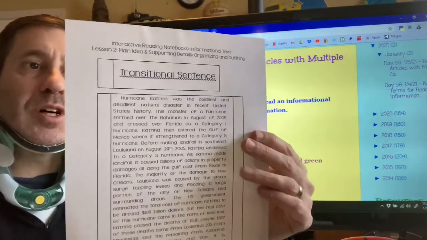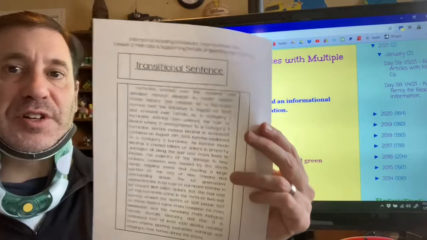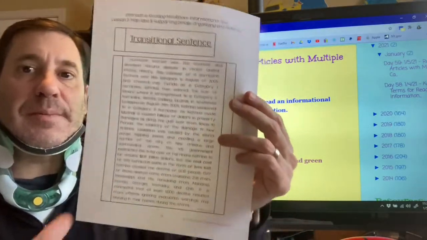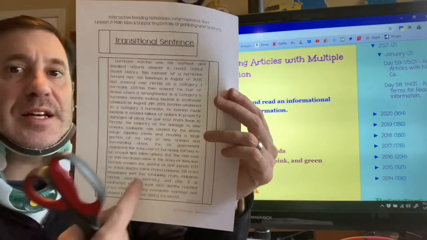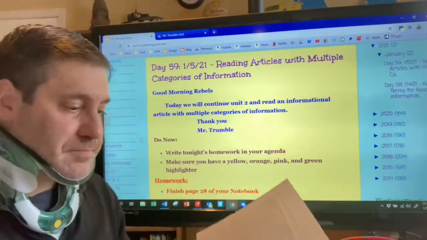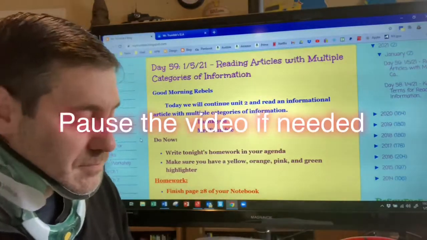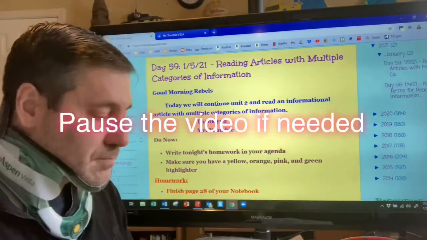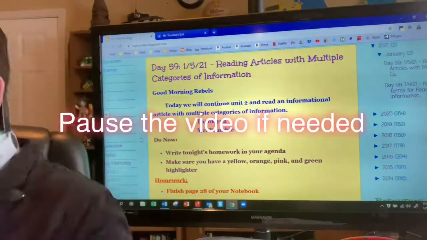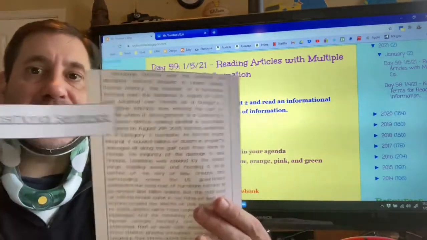The next thing that we're going to do is we're going to cut these two things out. We're actually going to build our notebook page first today, and then we're going to dive into looking at this article. So with my scissors, I'm going to cut out both of these pieces. I'm going to cut out the article, and I'm going to cut out the transitional sentences. When you're done cutting them out, you should have these two pieces.